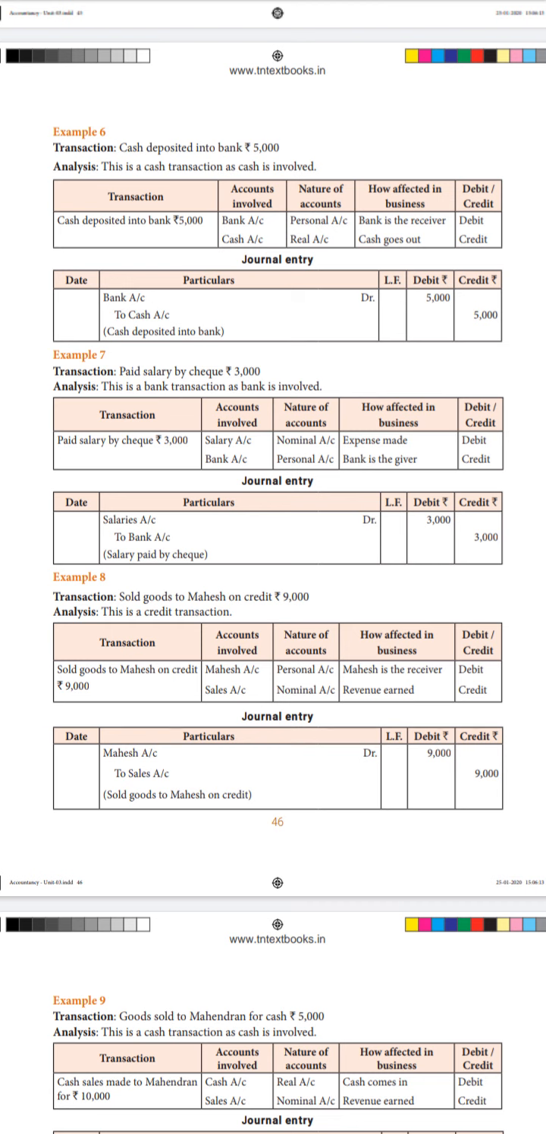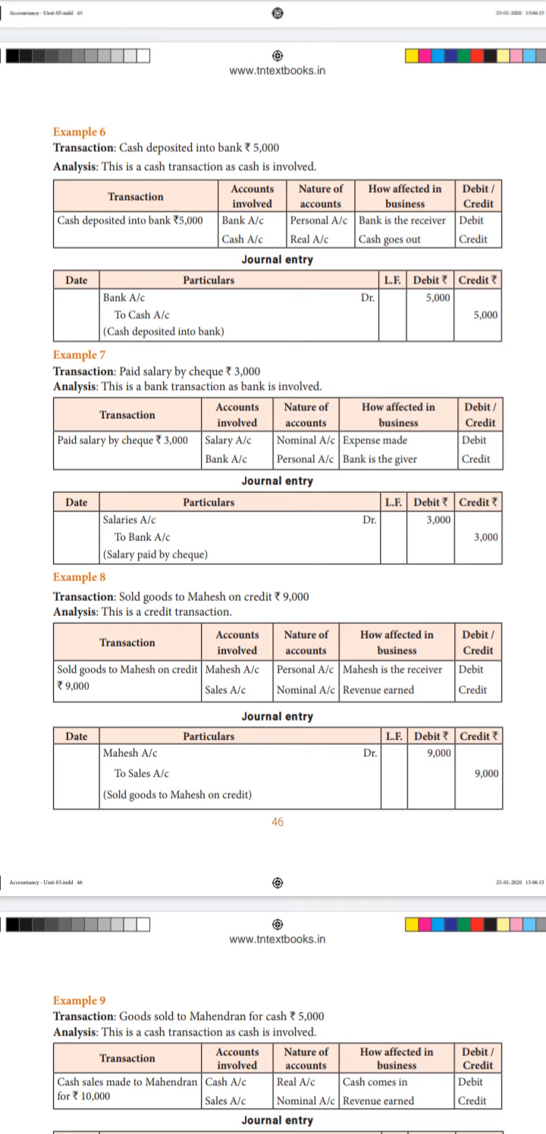While writing the journal entry, we write this as salaries account debtor to bank account. Again, salary paid by check, you will write the amount just next to salaries account debtor as 3000 in the debit column. Bank account, you will write in the credit side as rupees 3000.